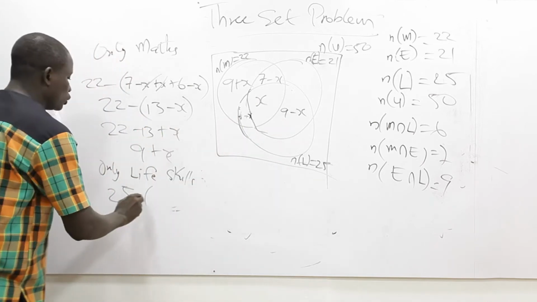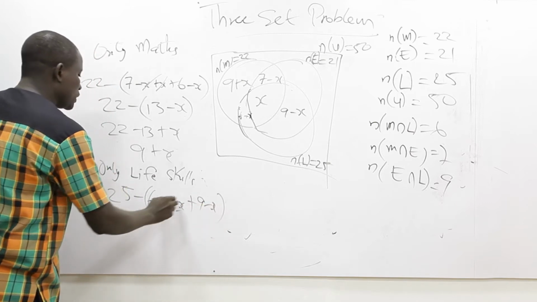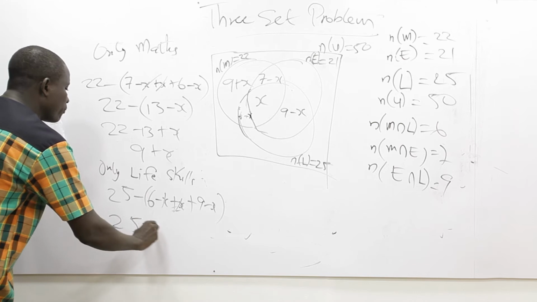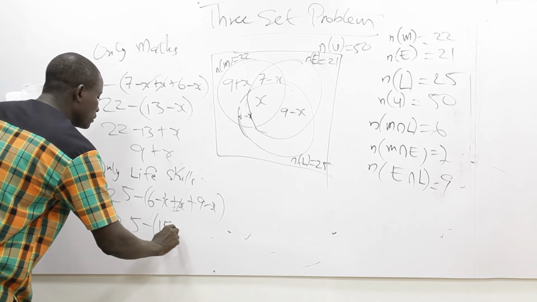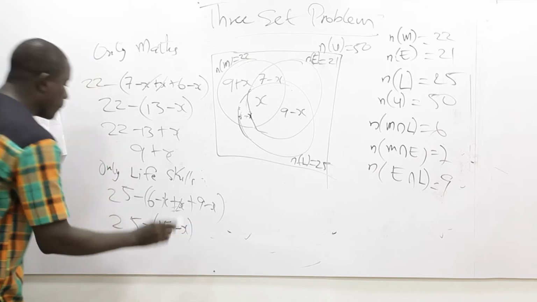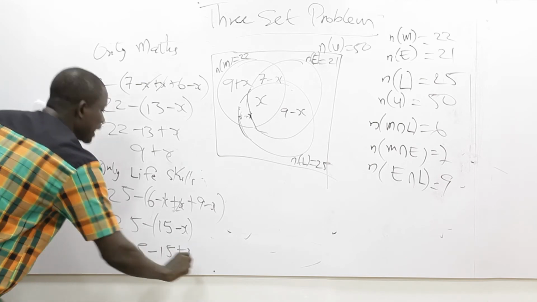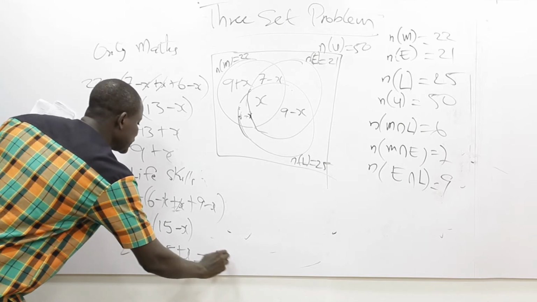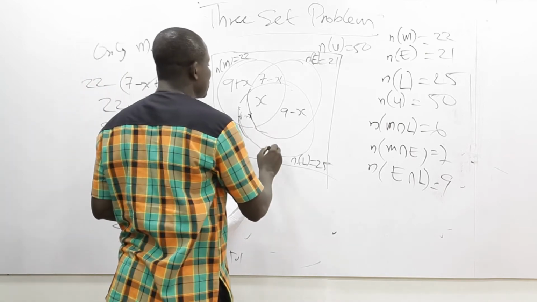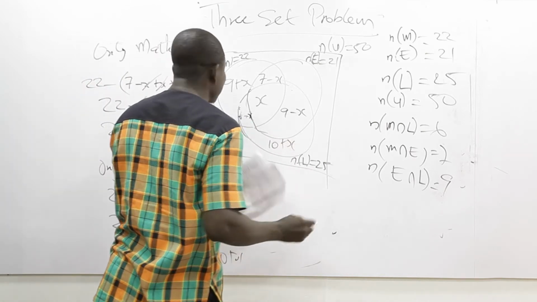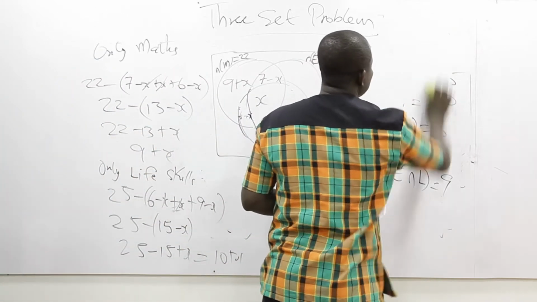This is life skill circle. It will be 6 minus x plus 9 minus x, so this and this will go. Once again, we are having 25 minus, here is what? I think 15. Is it 15? Yes, it's 15. Then minus x like this. If you open the bracket, it's going to be 25 minus 15 plus x. That will subsequently give you 10 plus x. Am I right? Yes. So only life skills is going to be 10 plus x, right?